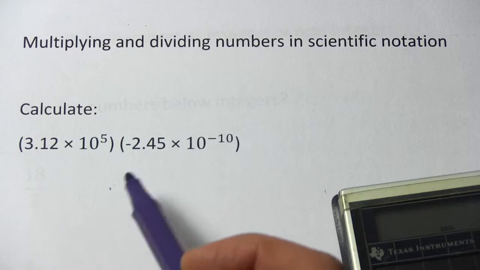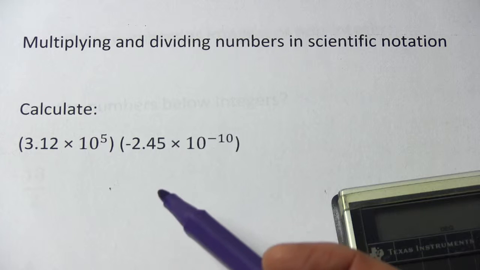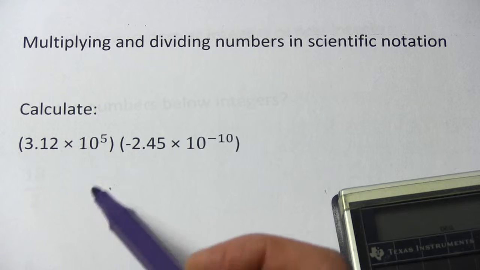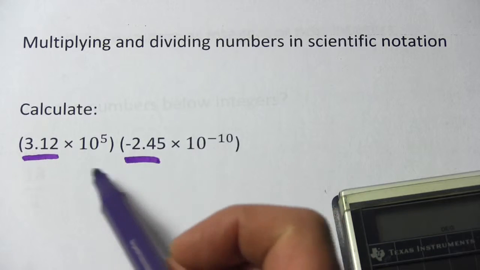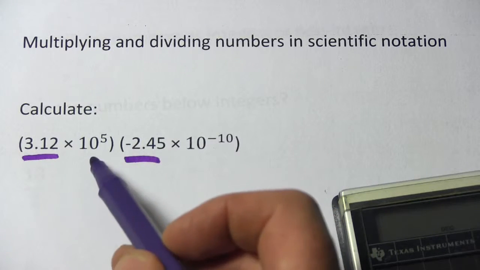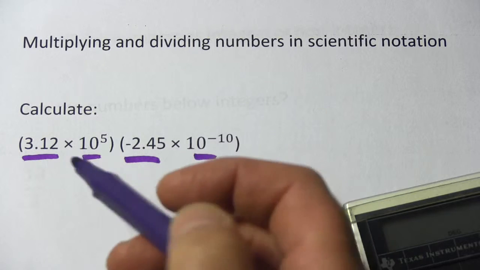In these problems, we are being asked to multiply or divide numbers that are in scientific notation. And I think the easiest way to do this is do it in two steps. First, do the multiplication or division on the number part, and then do the multiplication or division on the 10 to the power part. Let me show you how this works.